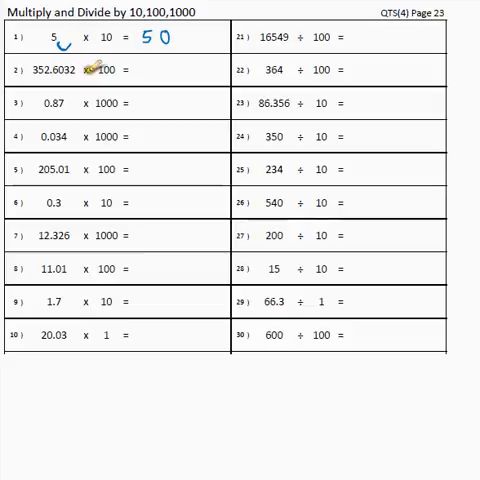I have a number with a point, I times it by 100. I take the point, there's 2 zeros, so I move the point 2 spaces, 1, 2. My new point is after the 0. So it is 35260.32.